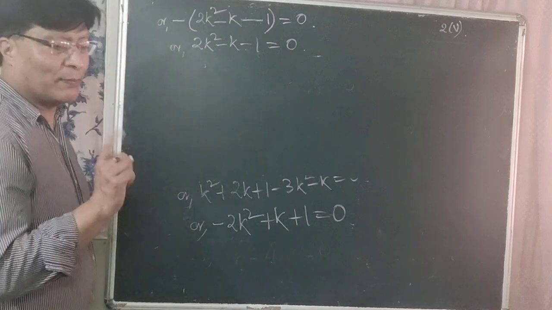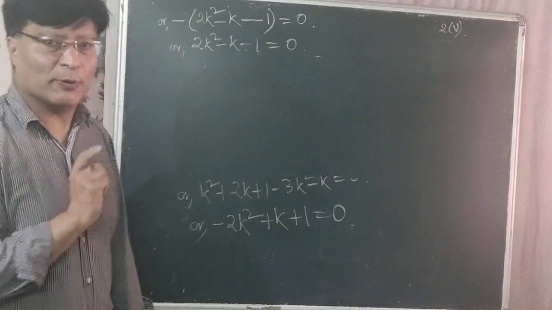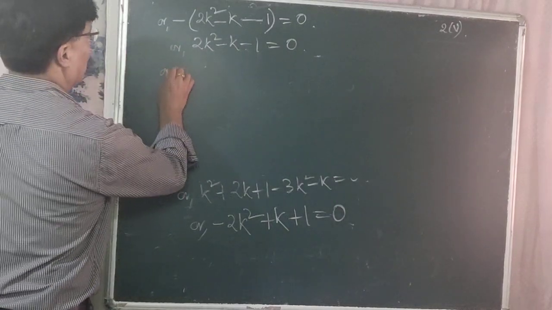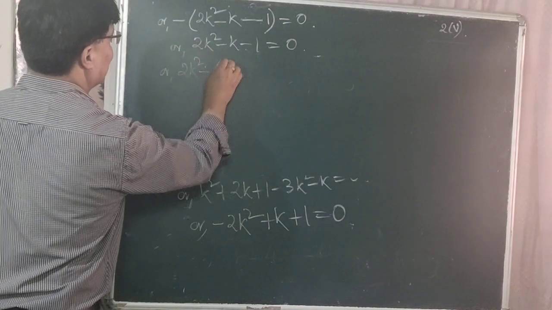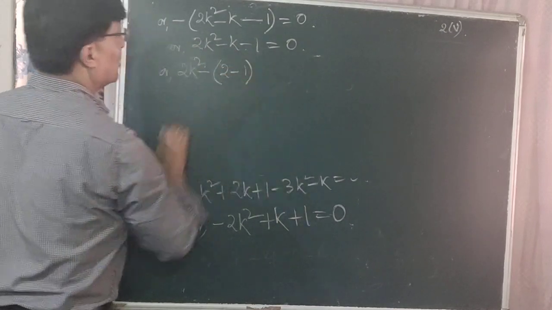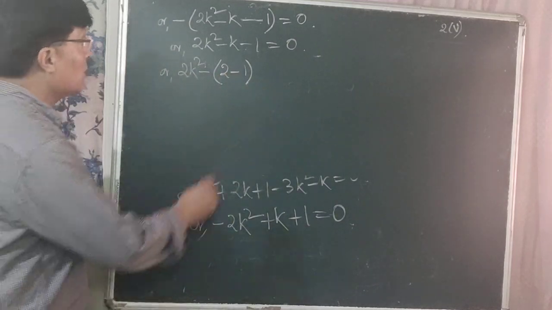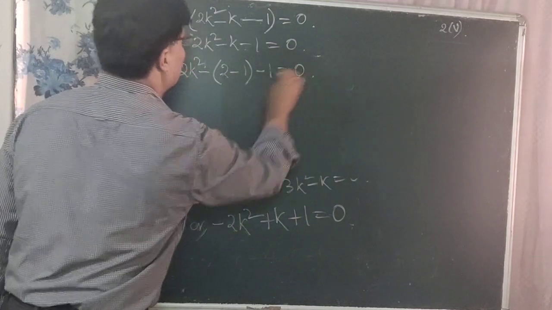Okay. When subtracting, first of all you have to write down the greater number, then minus the smaller number. Or 2k square minus, before k there is 1. So 2 ones are 2. 2 minus 1 is 1. So write down the greater number first, then minus 1. So minus 1 is equal to 0.